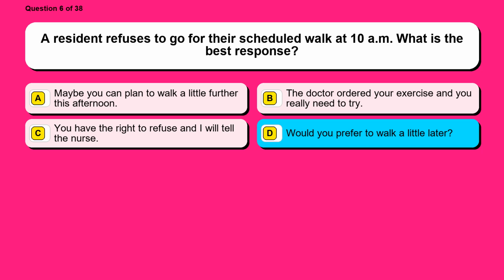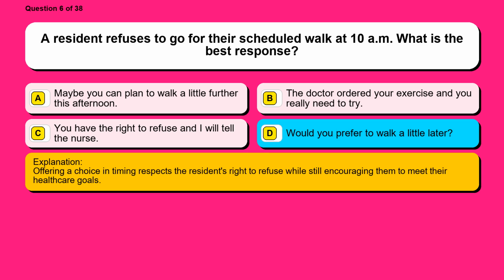The correct answer is option D, would you prefer to walk a little later? Offering a choice in timing respects the resident's right to refuse while still encouraging them to meet their healthcare goals.